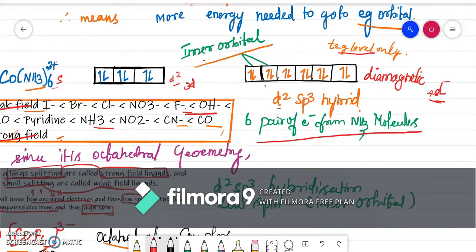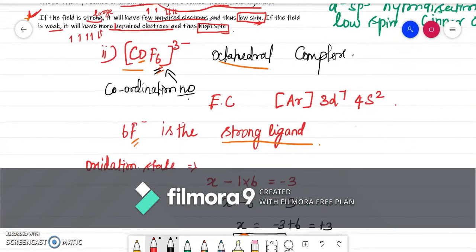So that it is a d2sp3 hybridization, it is diamagnetic, all the electrons get paired, so that it is diamagnetic and it has a low spin. Okay, so these are the conclusions we are able to draw.